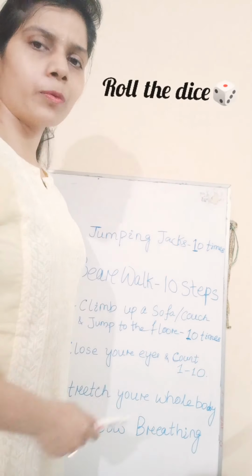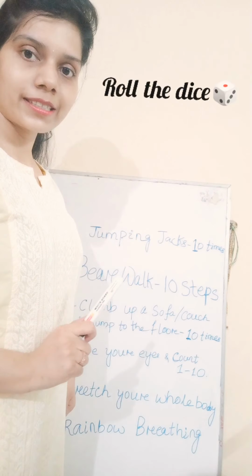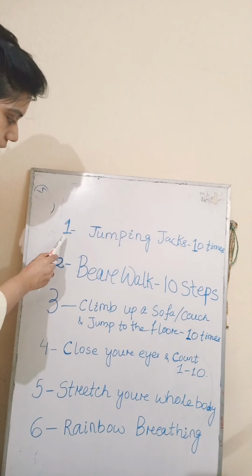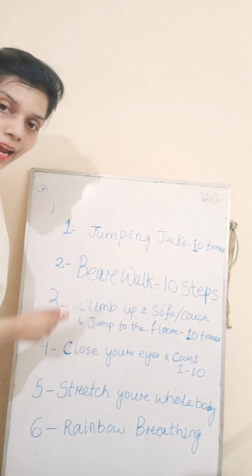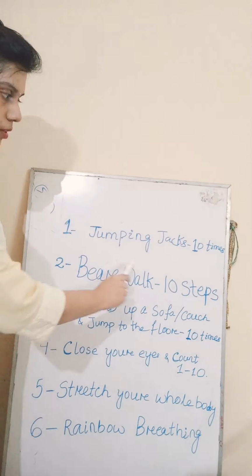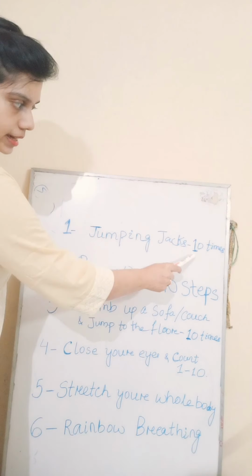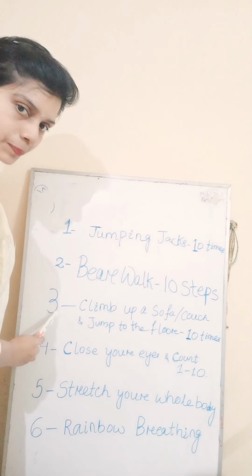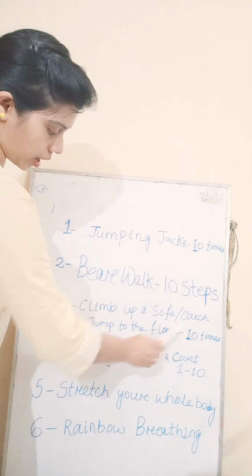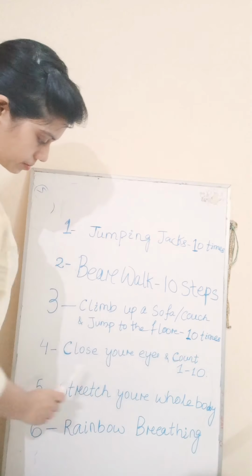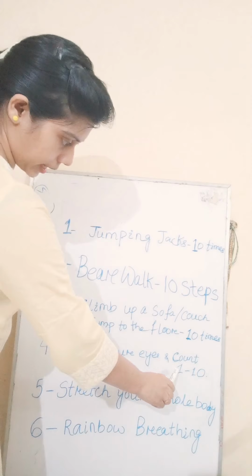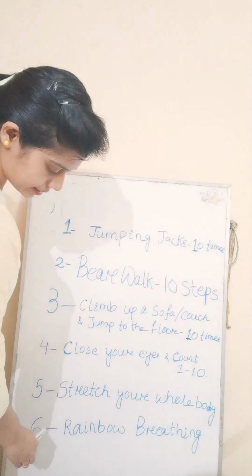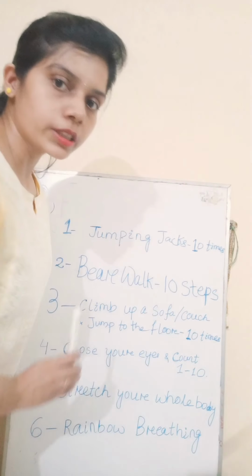For that you need a whiteboard or a blackboard, and you have to write six activities for numbers 1 to 6. So see here I have written 1, 2, 3, 4, 5, 6, and there is an action for each number. Okay, as you can see, 1 is jumping jacks 10 times, 2 is bear walk 10 steps, 3 is climb up a sofa or couch and jump to the floor 10 times, 4 is close your eyes and count 1 to 10, 5 stretch your whole body, and 6 I have written here rainbow breathing. So this is just an example.